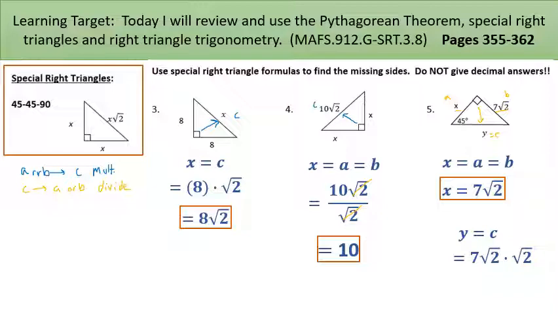Remember, you just multiply what's underneath the radical. It's the same thing as 7 times the square root of 4. But what is the square root of 4? That's just 2. So it's 7 times 2, which is 14. All right, so y equals 14, x equals 7 square root of 2.